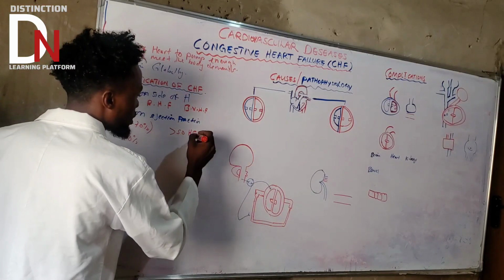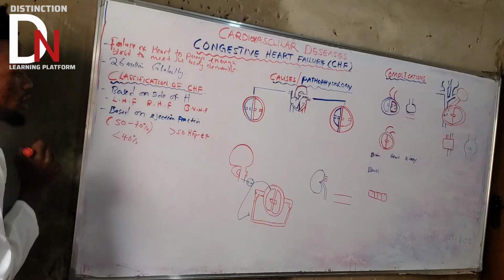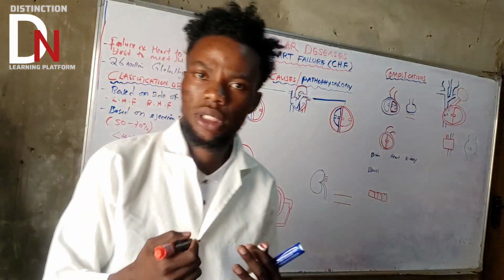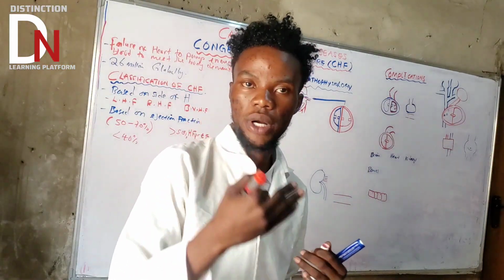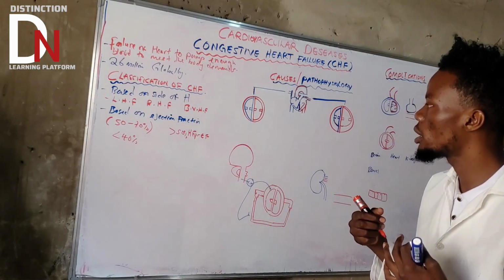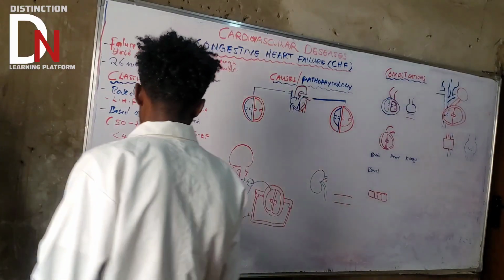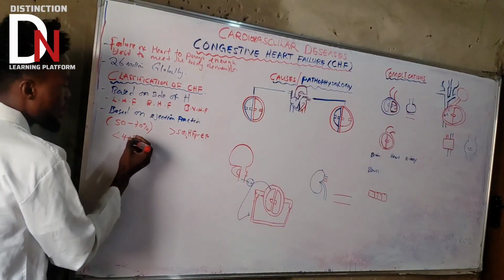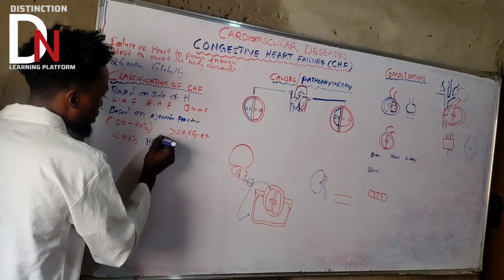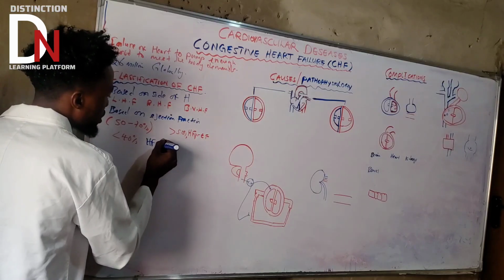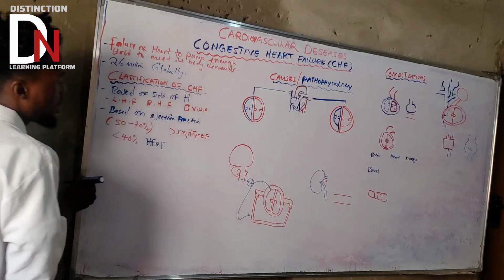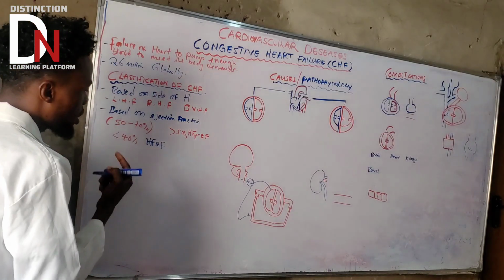Preserved ejection fraction, let's just say HFpEF. If it is greater than 50, but others use as low as greater than 40%. But for us, we're going to use greater than 50%, because there is also another way you can classify heart failure apart from that. There's also another one, less than 40%. This is heart failure with reduced ejection fraction, HFrEF.